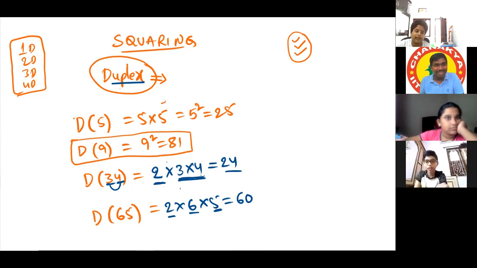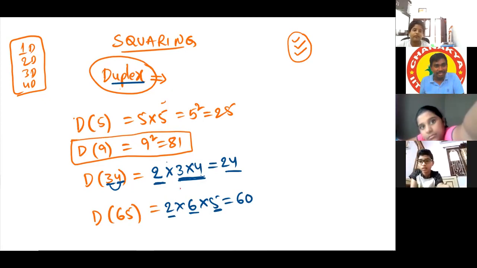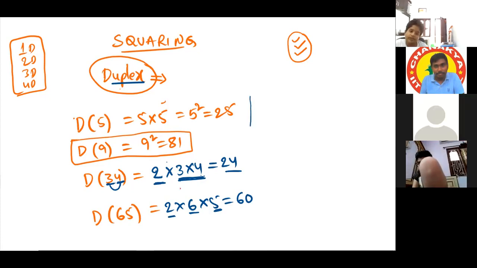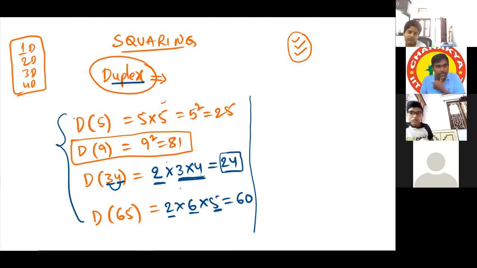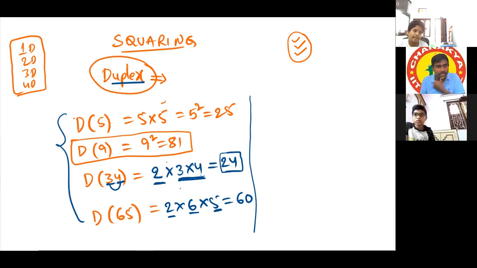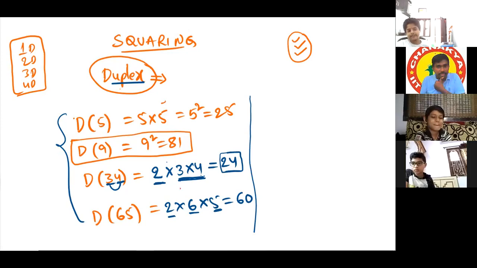Sir, I have a doubt. Sir, once the duplex of the number is 24, otherwise another? No. Here the duplex of 34 is 24. Using duplex, we will do squaring, but now we are learning only how to do duplex. 2 into 6 into 5 is equal to 60.